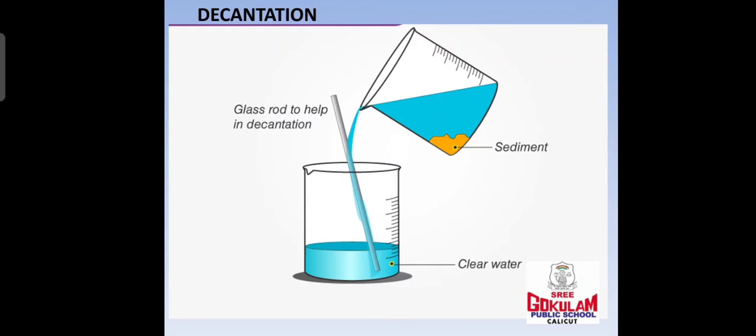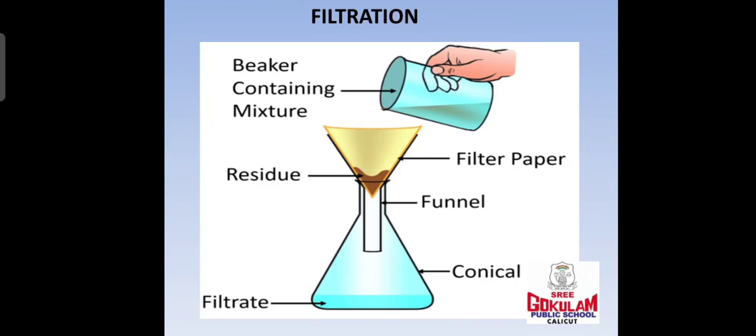What is decantation? The process of pouring out the clear water into another glass is called decantation. The next method is filtration.